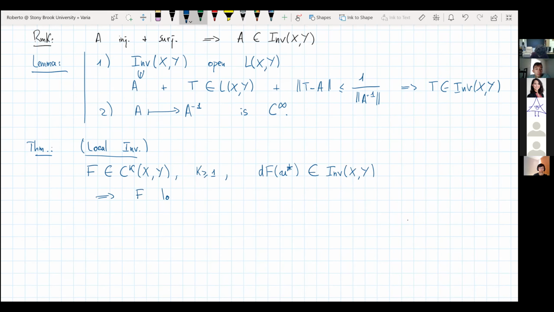Then F is locally invertible, in the sense that there is a neighborhood of U star and a neighborhood of the image of U star where F is invertible with C^K inverse. And to prove that the inverse has the same regularity, you actually use this fact that the inversion operator is C infinity.